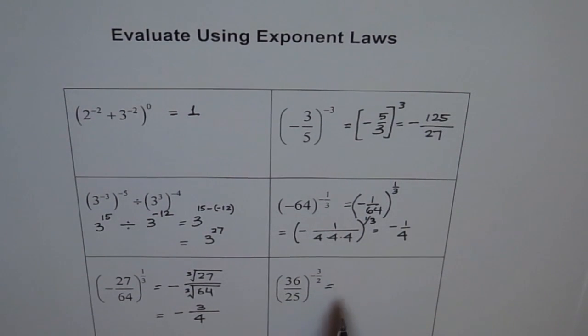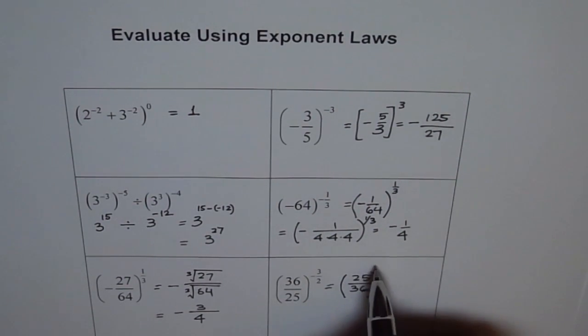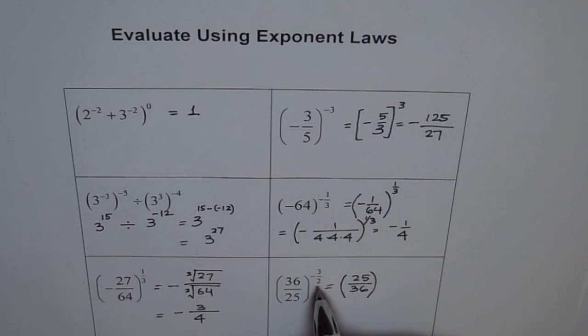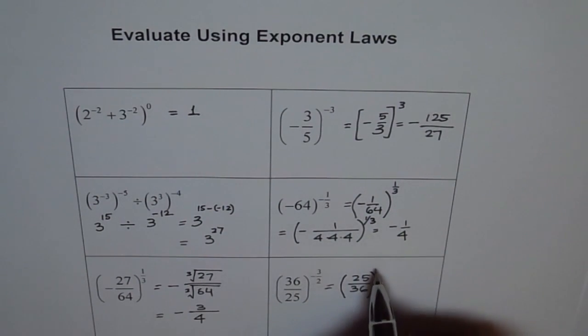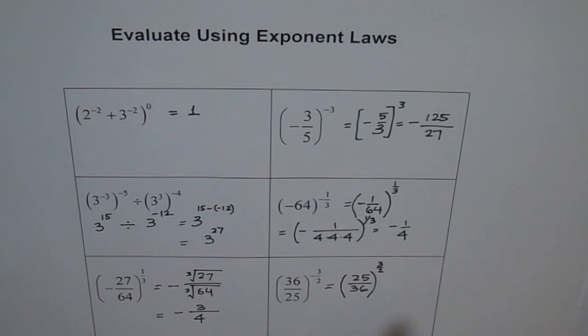Let's do this one. Here we'll take care of this negative first. That means we are going to flip this and write its reciprocal. The reciprocal is 25 divided by 36, right? So the reciprocal of 36 over 25 is 25 divided by 36. And then we can actually do cube and then square root, or we can do square root and then cube. That's your choice. My preference is to do square root first and then cube, okay?